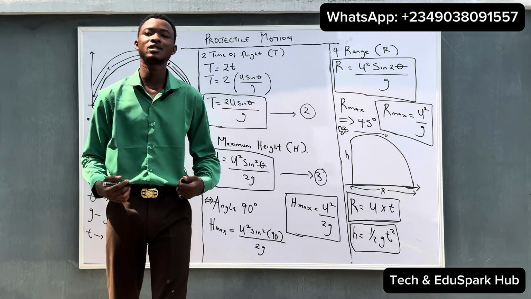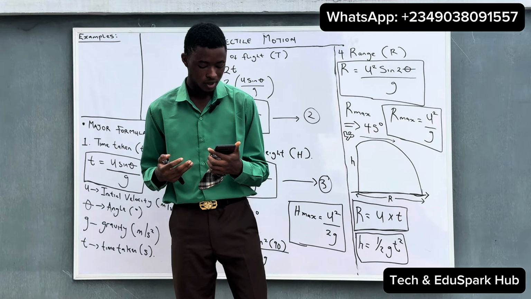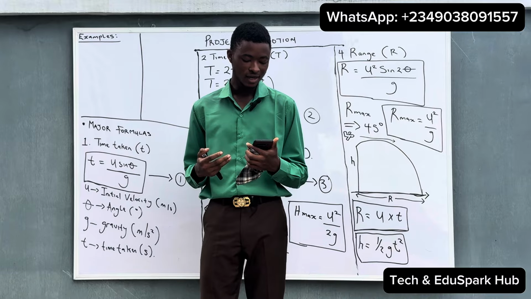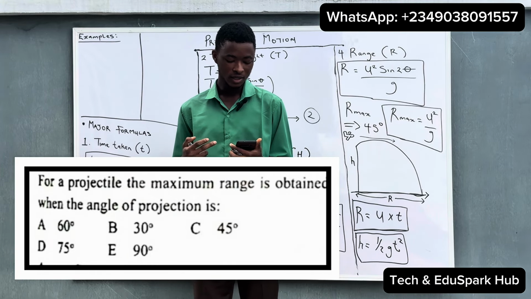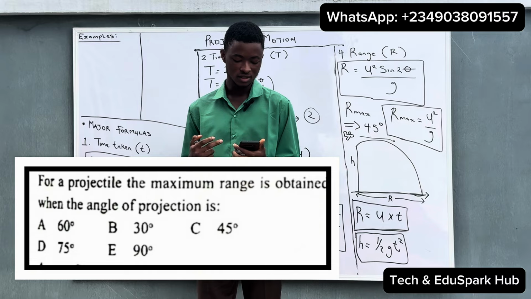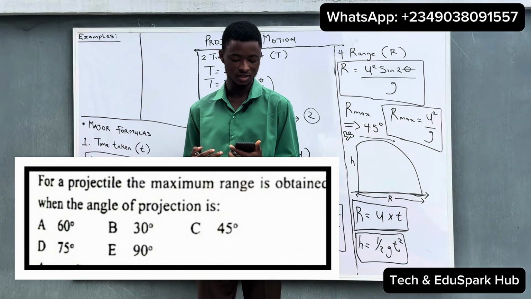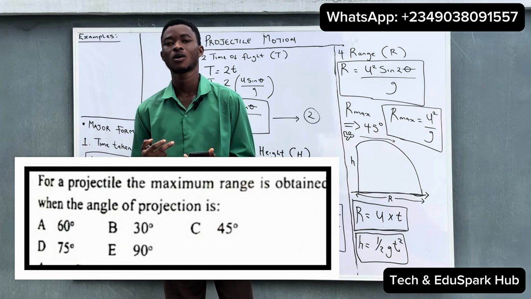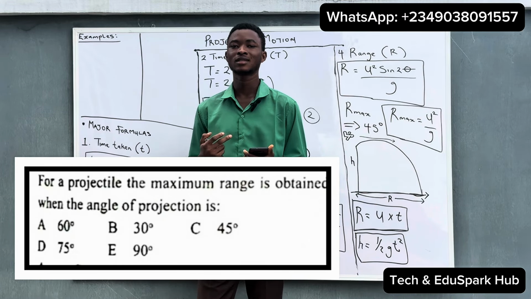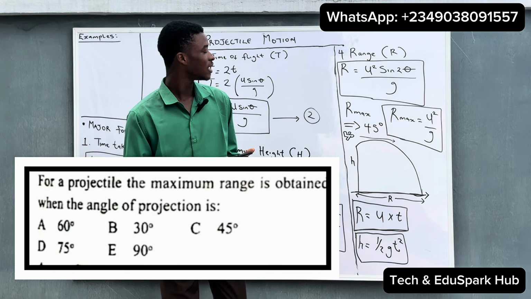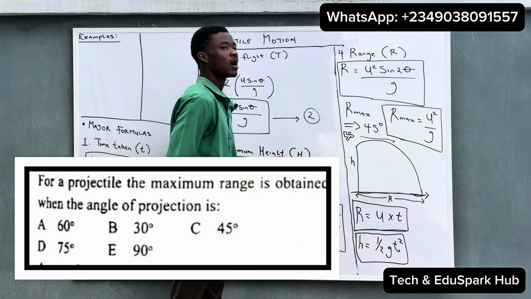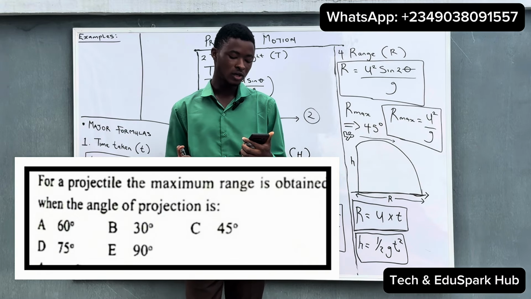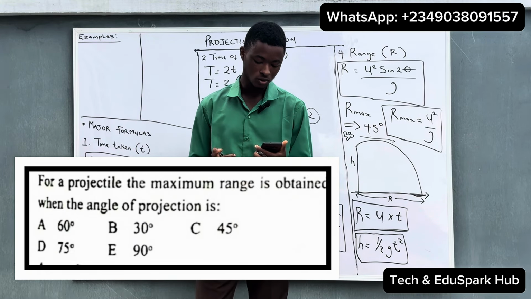So let's look at some examples under this range. The first question says that for a projectile, the maximum range is obtained when the angle of projection is A 60 degrees, B 30 degrees, C 45 degrees, D 75 degrees, and E 90 degrees. So this question is asking what angle a body must be projected at to attain the maximum horizontal range. The angle must be 45 degrees to attain the maximum horizontal range. So 45 degrees is correct for this kind of question. Option C is correct.